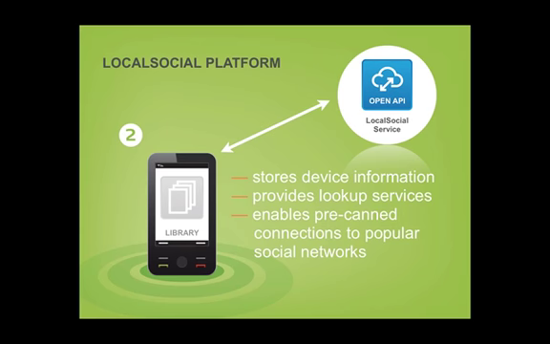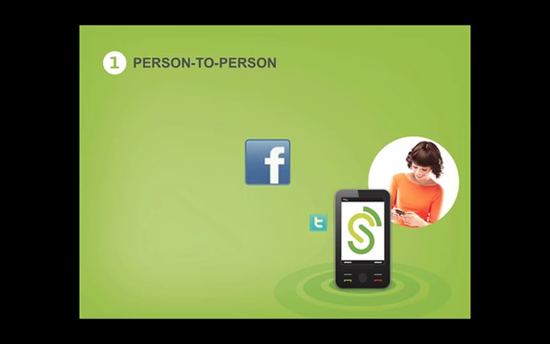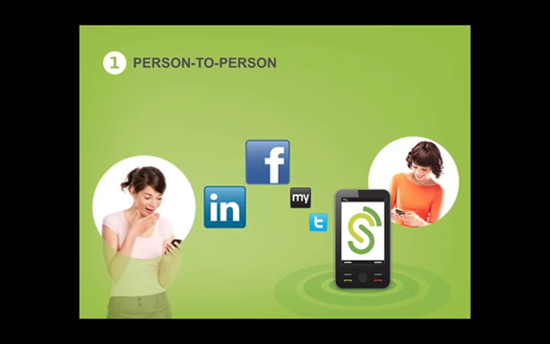So what's LocalSocial used for? We tend to think of there being two broad categories of apps that LocalSocial supports: person-to-person apps and person-to-business apps. For example, with LocalSocial, it's easy to share some of my social streams with people who are physically nearby. Now, why would I do that?